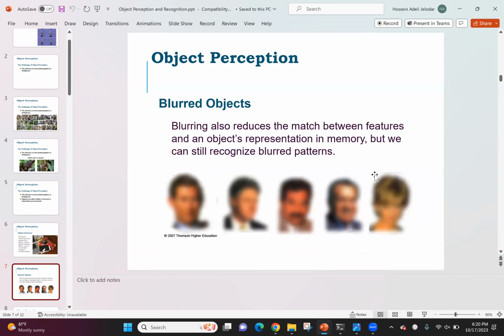Another thing is, again, a lot of the time we don't look at objects clearly, right? It's either raining and you're in a car looking through dirty glasses or something, and you don't get to see objects very clearly. And that makes object recognition very difficult.